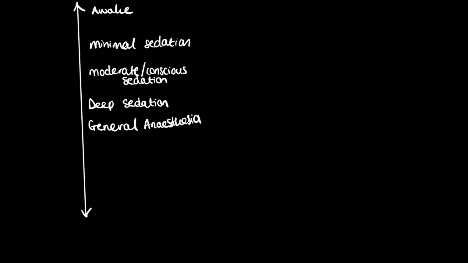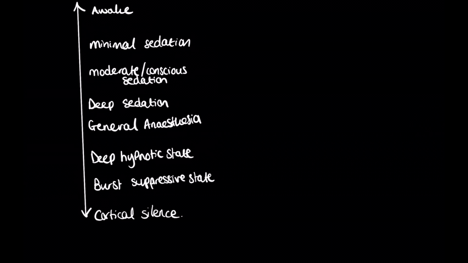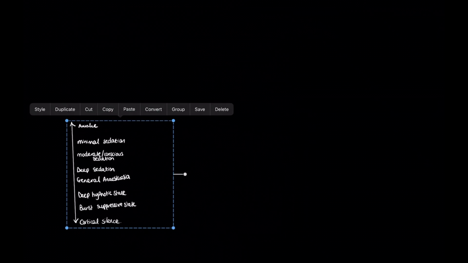However, if you were to deepen anaesthesia further, you reach a state which is known as a deep hypnotic state. Continuing further, we can only really distinguish using EEG-based methods, and so you then have an increasingly burst suppressive state until you finally reach cortical silence, where no EEG activity is detected, a state sometimes seen in brain death. We'll revisit this spectrum later on in the video when we discuss EEG-based monitoring methods.